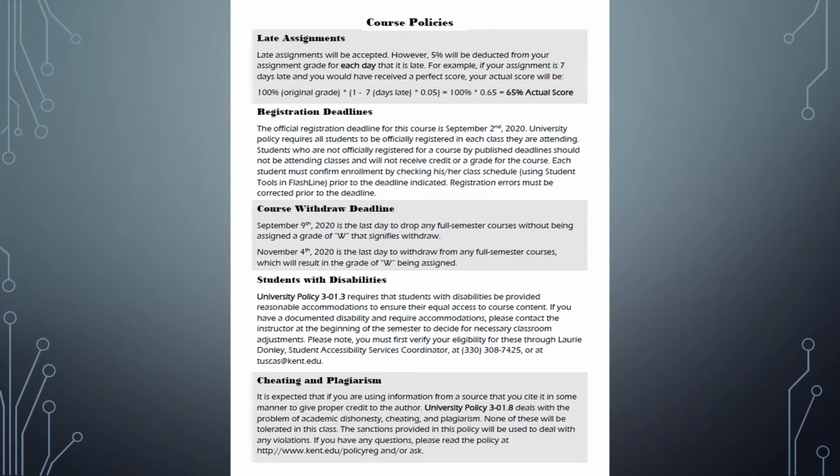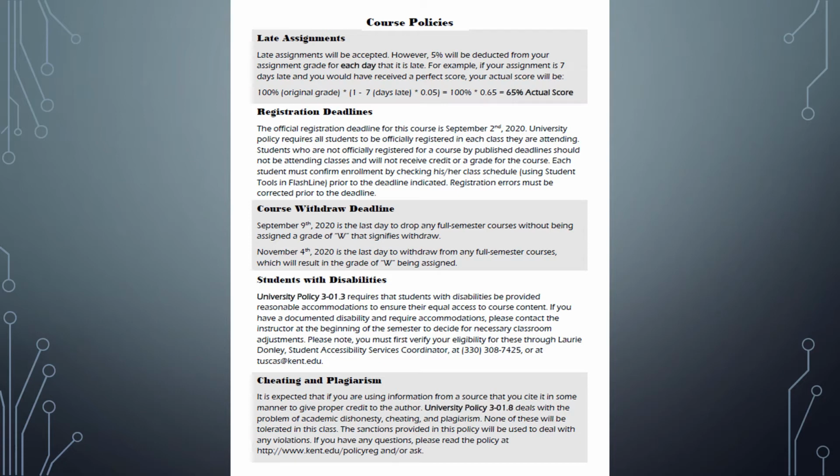You can withdraw from this course without receiving the withdrawal grade of a W up until September 9th. If you withdraw between September 9th and November 4th, you will have that grade of W assigned and it will show up on your transcript. So just something to bear in mind.